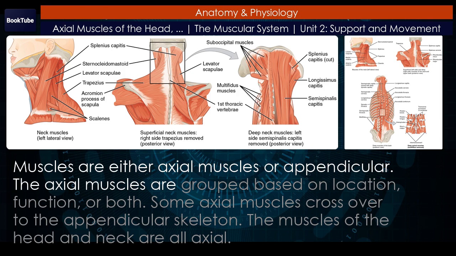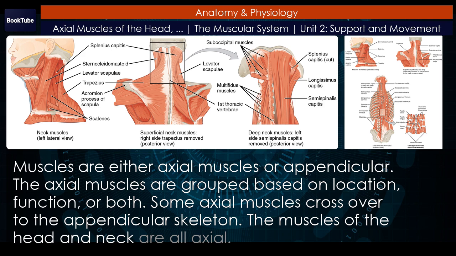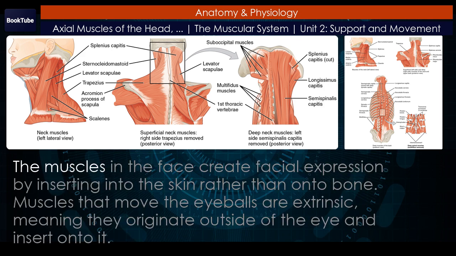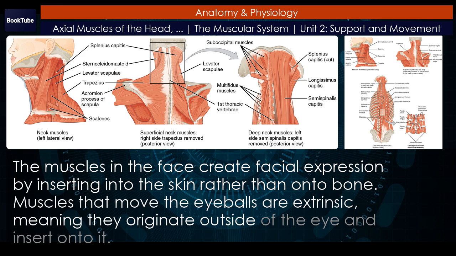The axial muscles are grouped based on location, function, or both. Some axial muscles cross over to the appendicular skeleton. The muscles of the head and neck are all axial. The muscles in the face create facial expression by inserting into the skin rather than onto bone. Muscles that move the eyeballs are extrinsic, meaning they originate outside of the eye and insert onto it.